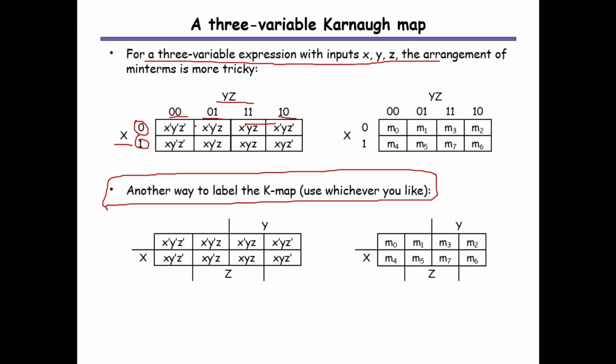Let's do it right here. We can check which are the same expressions. Later on we can simplify it. This is the purpose of the K-map. Of course, we have another way to label the K-map. We can use whichever you like: x, y here and z, or like this, x, z and y.